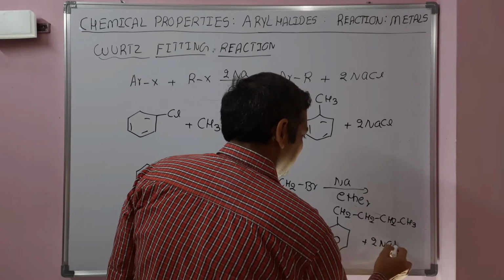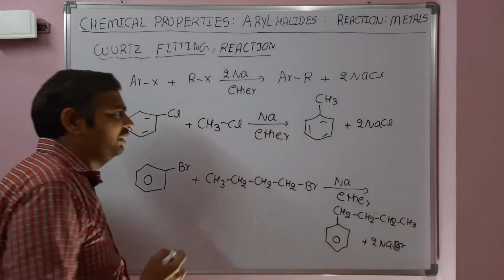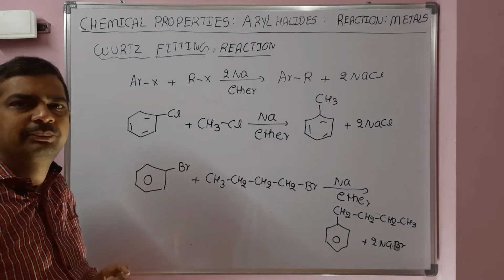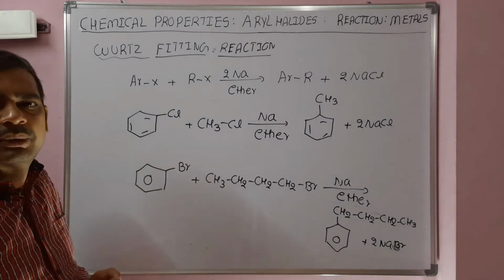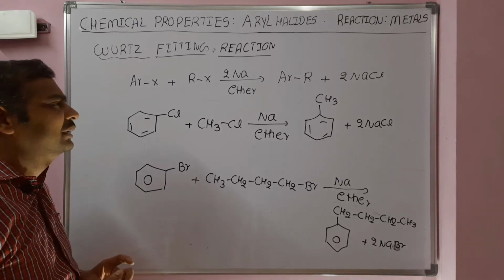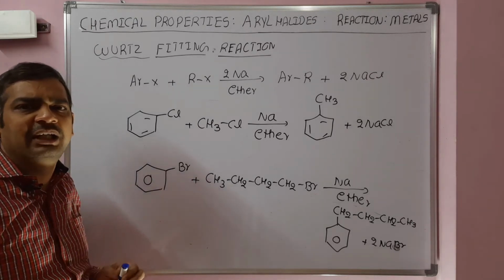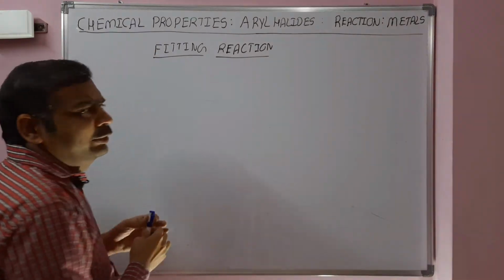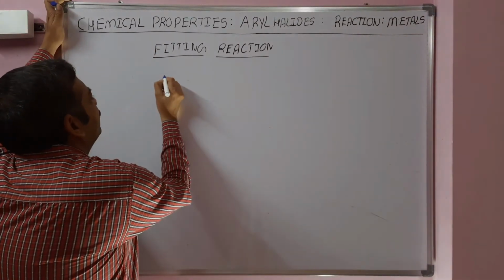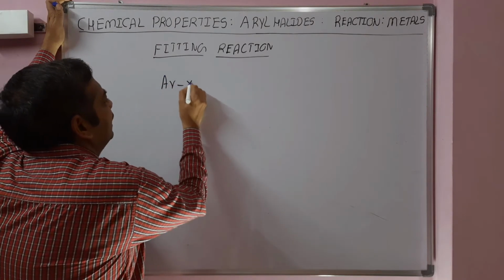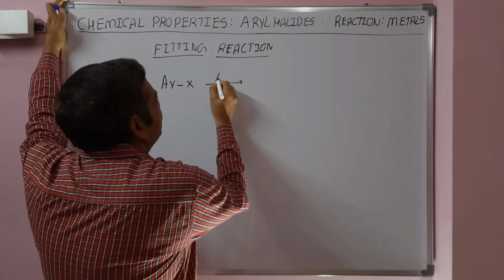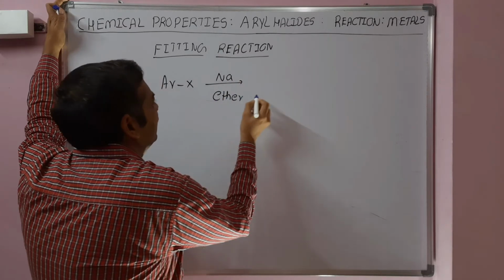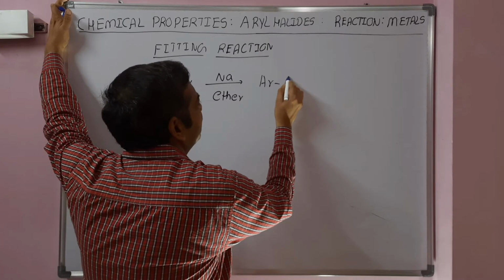So we can write n number of examples, but we need to know the concept only. By knowing the concept, we can apply it to any number of examples. So in Wurtz-Fittig reaction, one alkyl halide and one aryl halide are involved. So next, Fittig reaction. In Fittig reaction, 2 moles of aryl halide reacts with sodium in ether to give biaryls. Biaryls will be obtained in Fittig reaction.